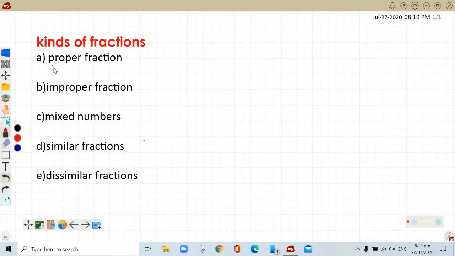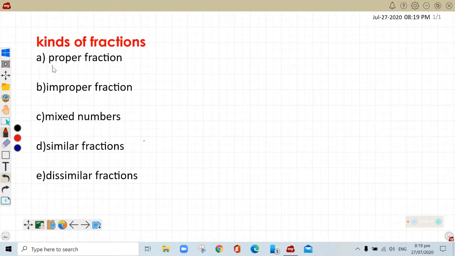Today we're going to study kinds of fractions. There are different kinds of fractions. There are 5 kinds of fractions: the proper fraction, improper fraction, mixed numbers, similar fractions, and dissimilar fractions. Now we're going to discuss the difference of the different fractions.